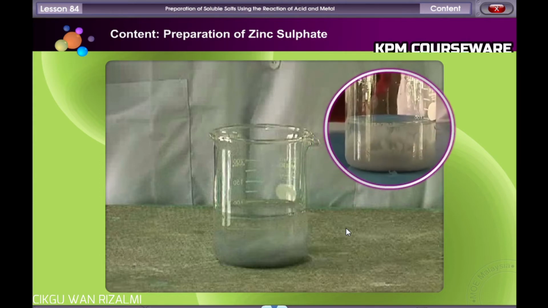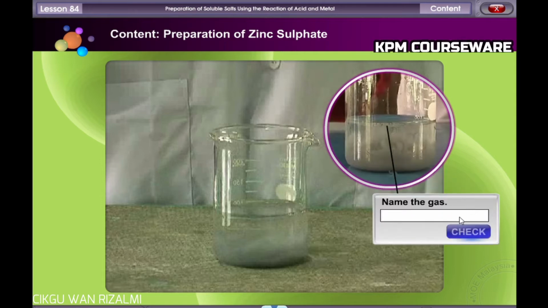What can you observe when zinc is dissolved in the acid? Do you see bubbles of colorless gas produced? Can you name the gas? Key in your answer in the box and click on the check button when you have finished. Good! The gas evolved is hydrogen gas.